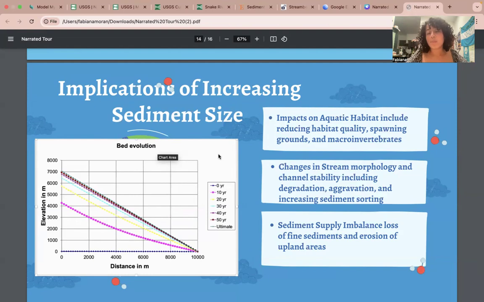And the changes in stream morphology and channel stability include things like degradation and aggradation. So the finer sediment sizes might be flowing more freely, but the larger ones are going to stay there, and that's going to impact the river over time because they're going to be too heavy. The water isn't going to be able to push them, and that's going to make the river become more standstill and have a decreased balance. The sediment supply is also going to be impacted by erosion of upland areas.